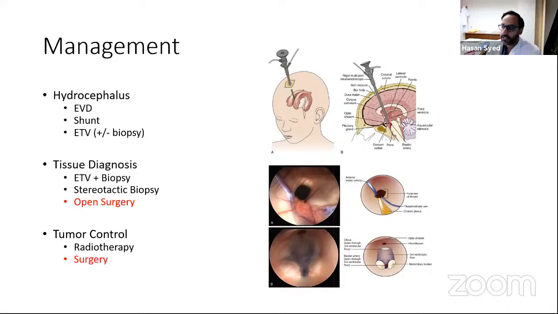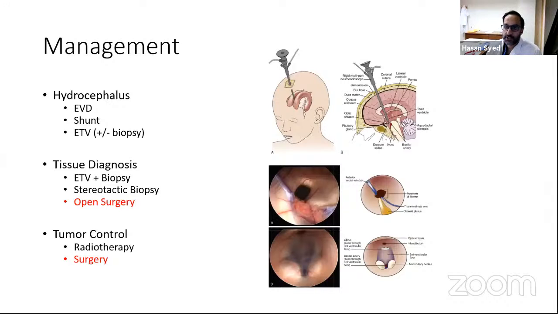The second thing, when you see a tumor, is that we need tissue diagnosis. And how can we do this? Certainly in the pediatric population, there are certain pathologies that need to be diagnosed and subsequently would require other types of treatment like chemotherapy, radiation, or an open surgery.